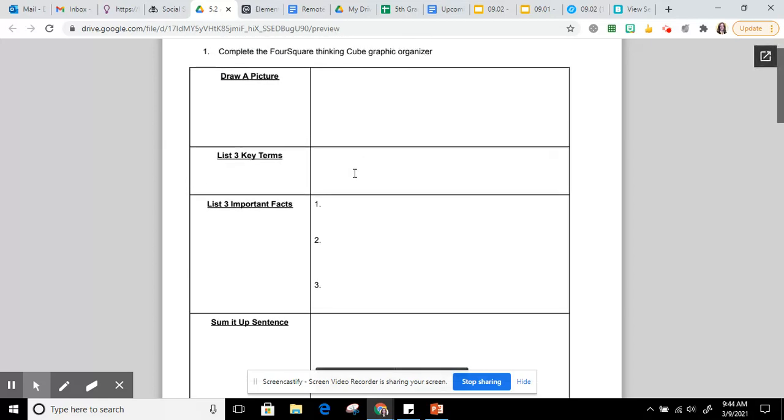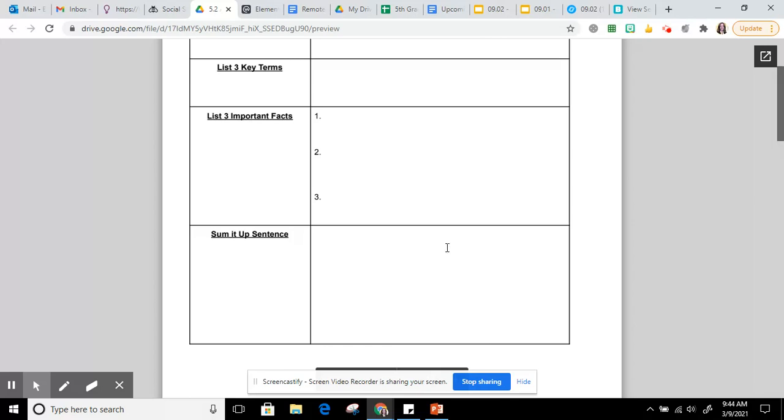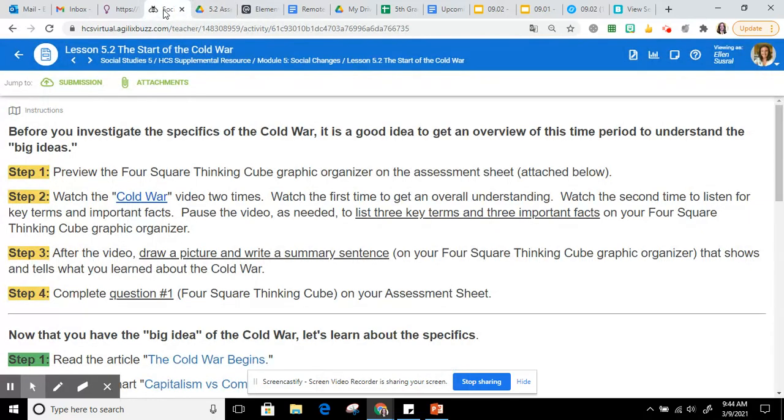So draw a picture, list 3 key terms. Don't forget to do 3. I know they're not numbered here. 3 important facts, and then a sum it up sentence. And the sum it up sentence is just a sentence of what you learn throughout these steps that are in yellow. Okay, so step 1, you're just previewing that graphic organizer, which you can just do with this video.